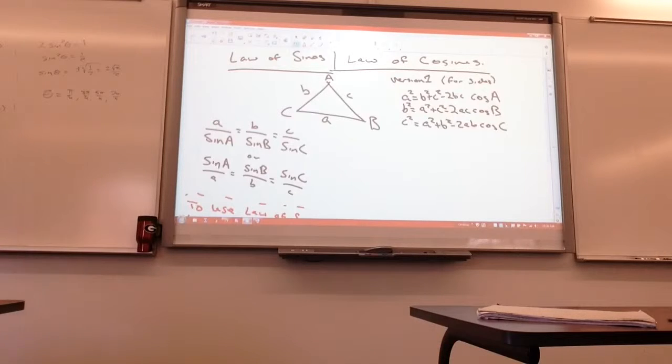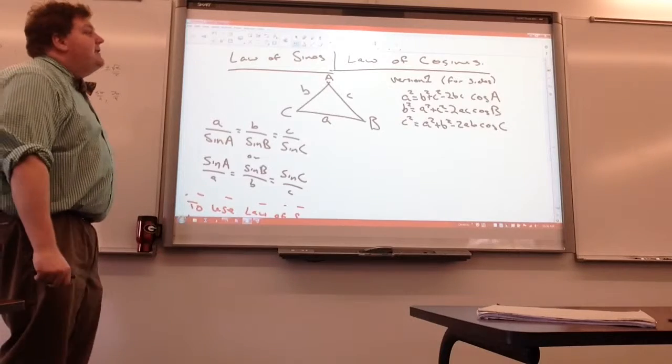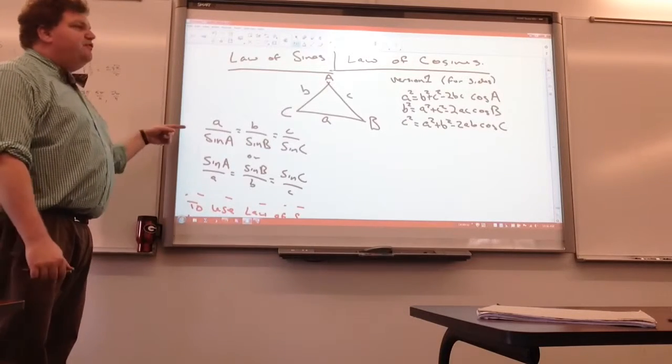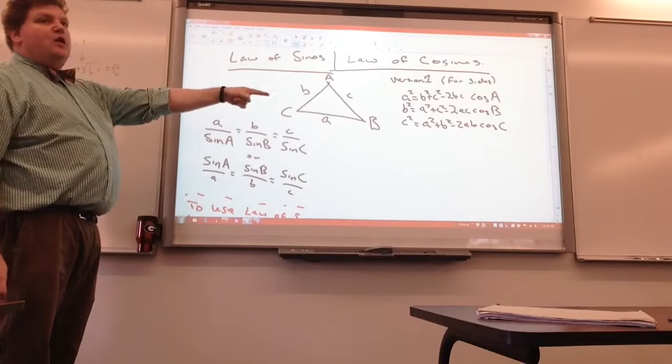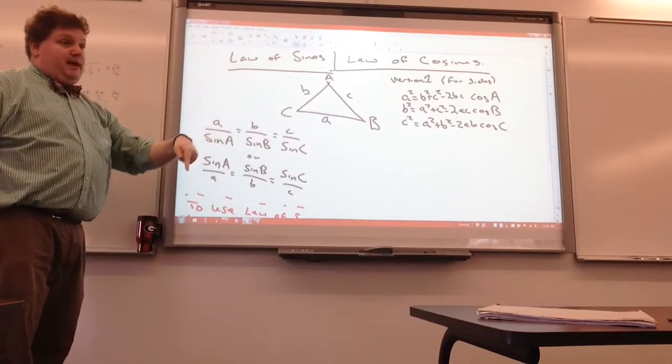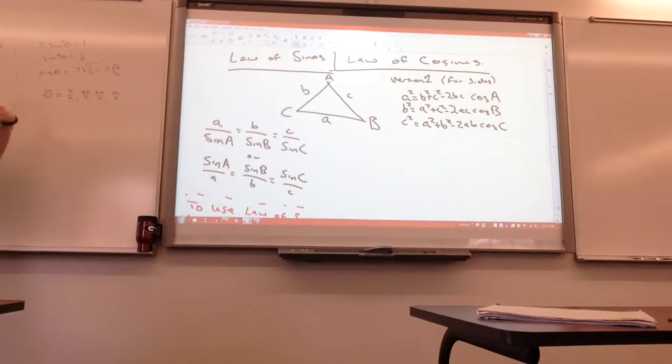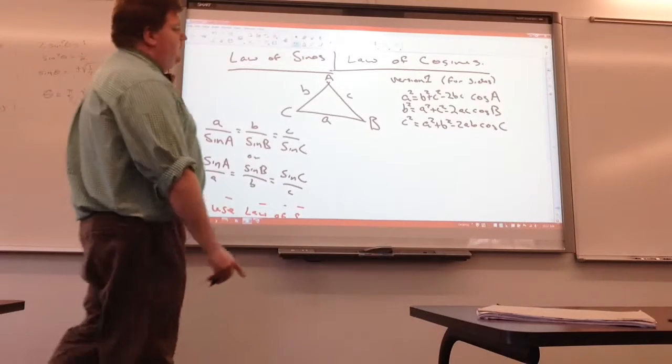With this one, you need a side angle pair. With law of cosines, you're finding a side angle pair. You've got the side, you want the angle, or you've got the angle, you want the side. That is what the law of cosines does.